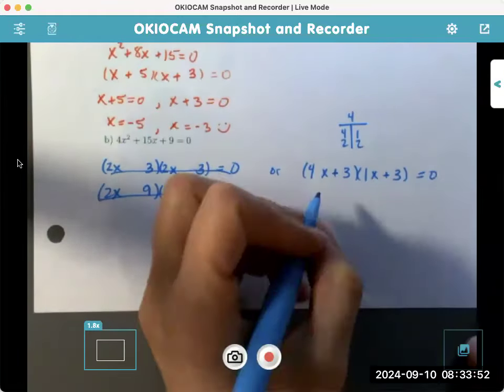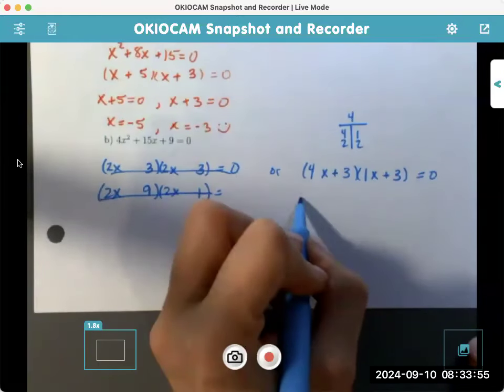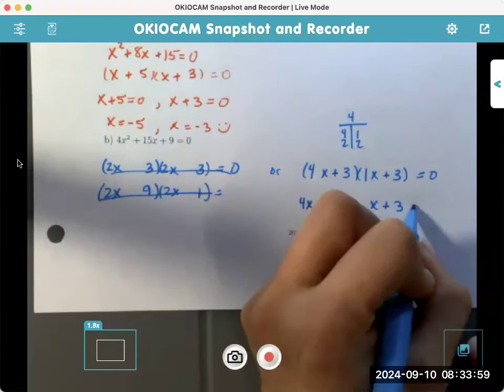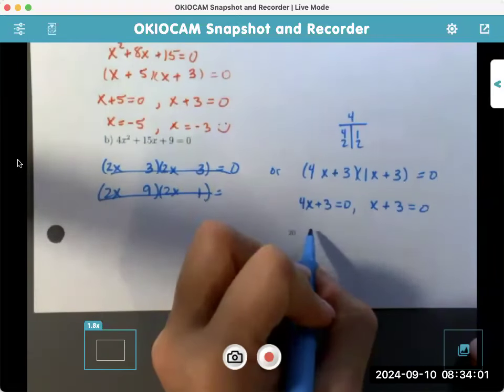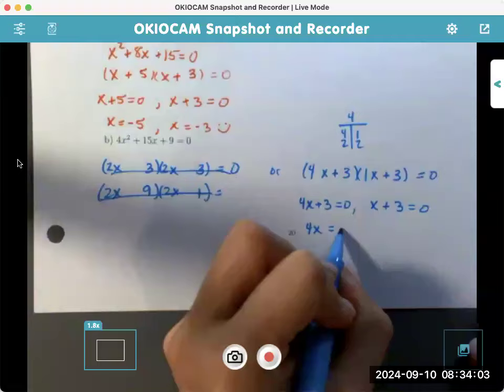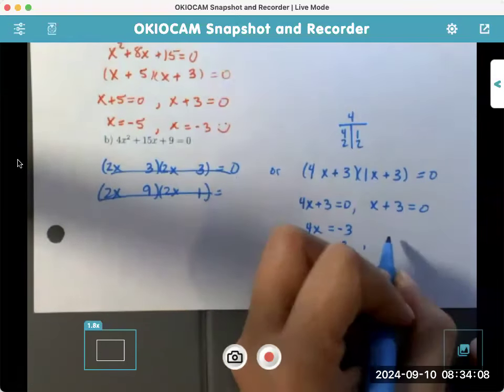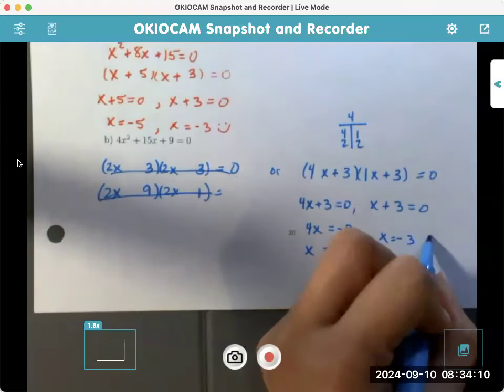There we go. So now the zero product principle says 4x plus 3 equals 0, and x plus 3 equals 0. So we solve. So 4x equals negative 3, so x equals negative 3/4. And x is equal to negative 3. Ta-da!